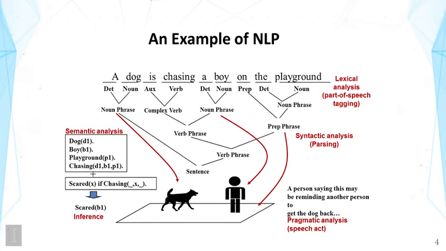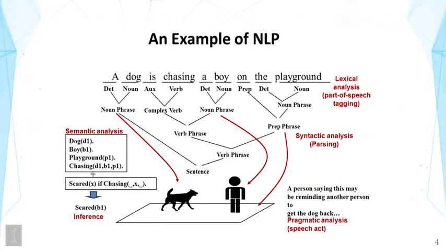Well, in general, it would have to do the following. First, it would have to know dog is a noun, chasing is a verb, etc. So this is called lexical analysis, or part of speech tagging. And we need to figure out the syntactic categories of those words. So that's the first step.